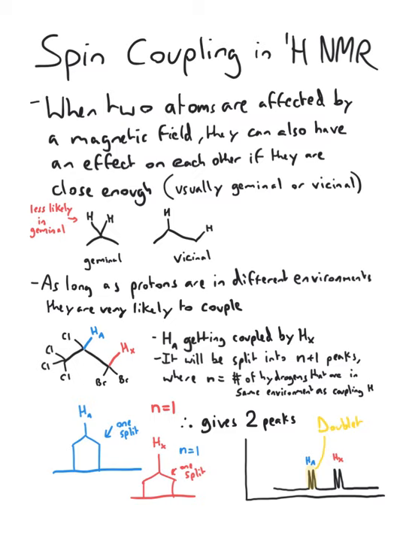The amount the peaks split is referred to as the coupling constant, or term J, and is very specific to whatever two protons are coupling. So if you have multiple splits in a system, you can associate coupling constants with specific protons in specific environments.